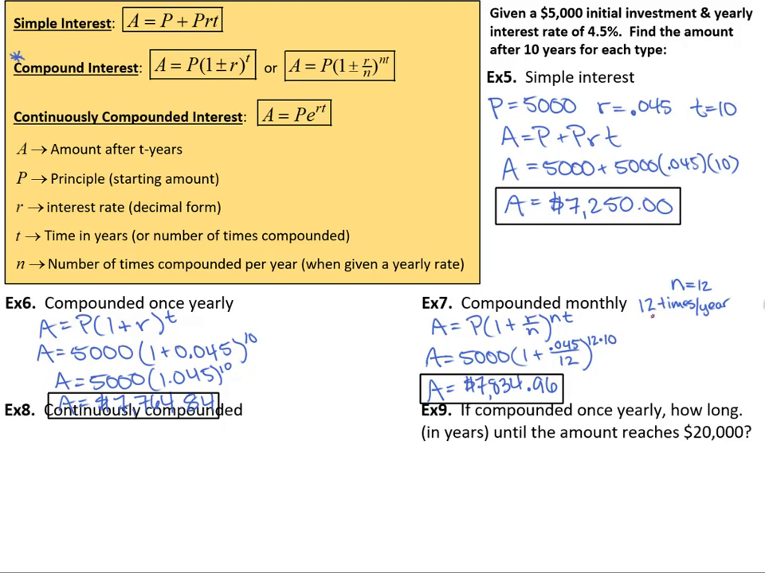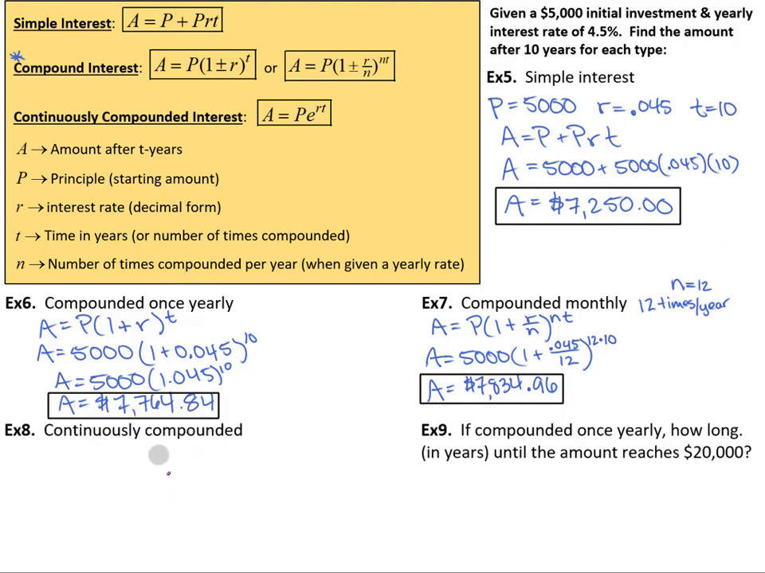Something called continuously compounded interest. This is interest that is compounded like every fraction of a second, like continually, the most number of times you can compound possible. And guess what ends up being in here? That is our natural number e. That is not a variable. That is Euler's number, aka the natural number.